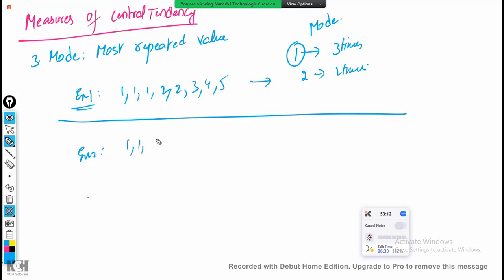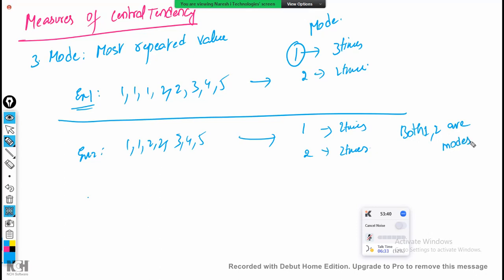Same: 1, 1, 2, 2, 3, 4, 5. Now 1 was repeated 2 times. 2 also repeated 2 times. Both of them are repeated 2 times. Now, what is the mode? Here, both of them are modes, both 1 and 2. If both of them are repeated the same number of times, then both 1 and 2 are called modes, and this data is called bimodal data. Bimodal means two modes are there. In the given data, two modes are there: one is 1 and one is 2. Right? Now, example number 3.